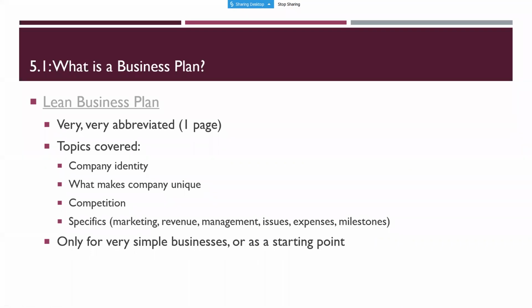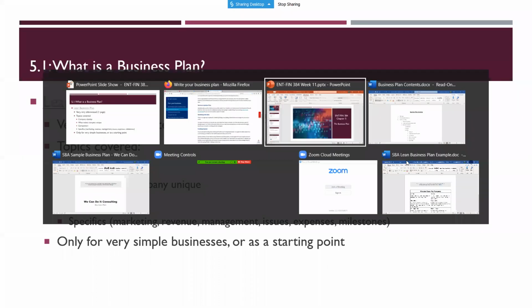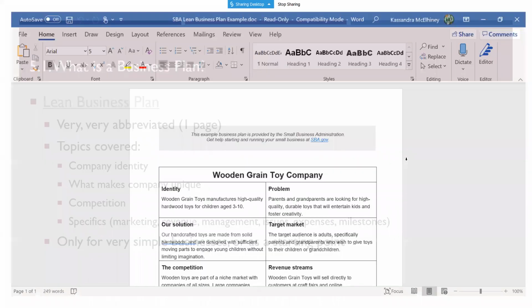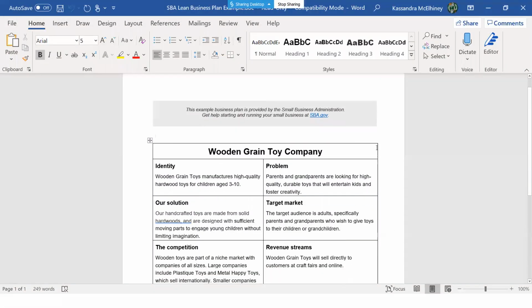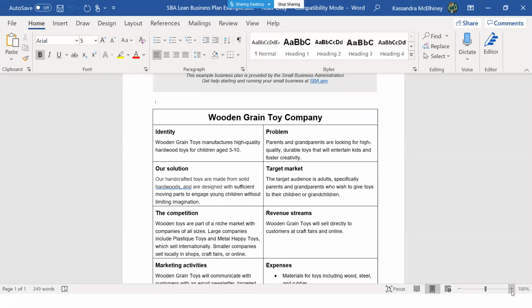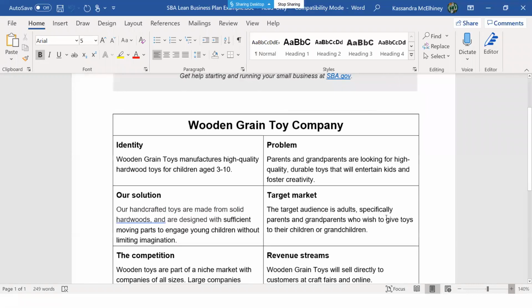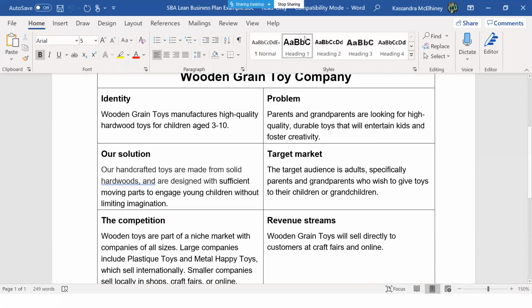The Small Business Administration presents something the textbook does not, and that's something called a lean business plan. I have an example right here, and I'll put these up on Sakai as well. This is an example of a lean business plan, and it's very, very, very short.